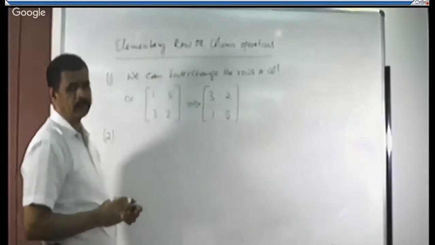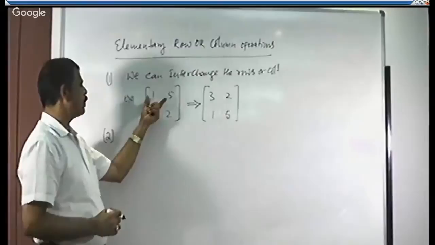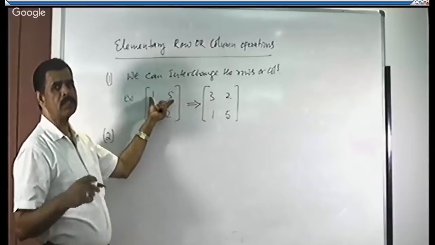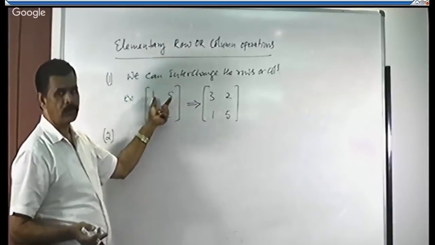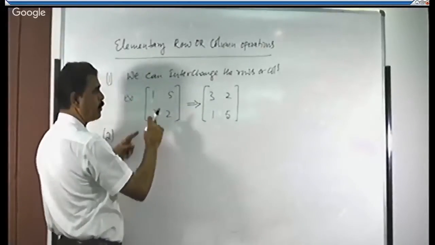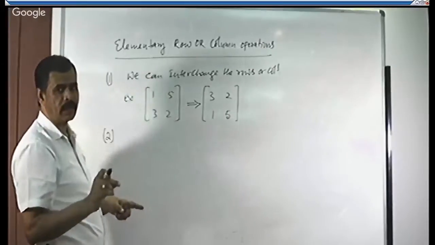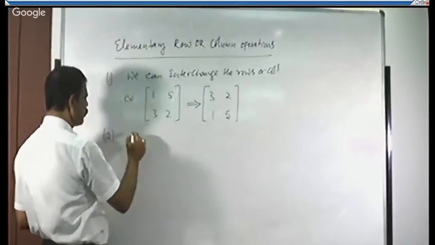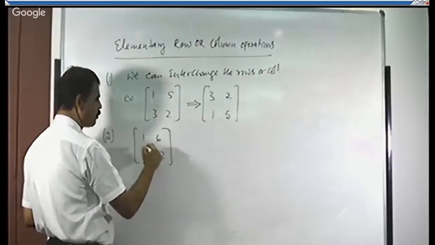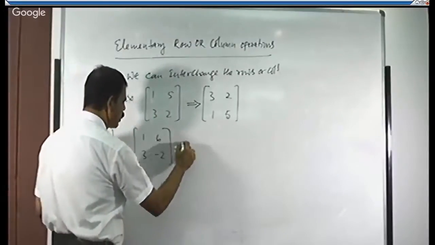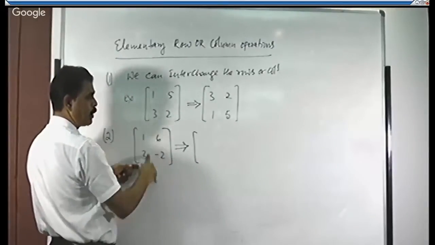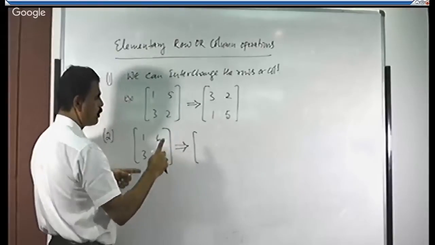Second operation, all the elements of a row, you can multiply with a non-zero element. For any row, all the elements of rows or column may be multiplied with a constant number. The value does not alter. Say for example, [1 6; 3 -2] is a matrix. Here I can multiply with non-zero element to a row or a column. The value does not alter.